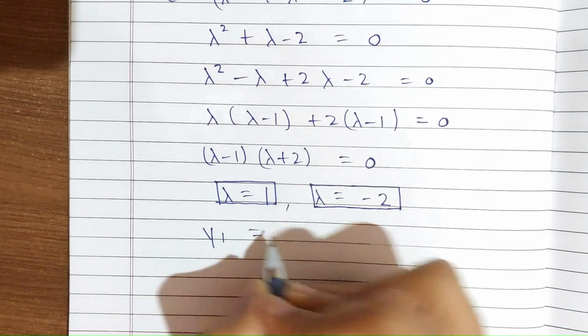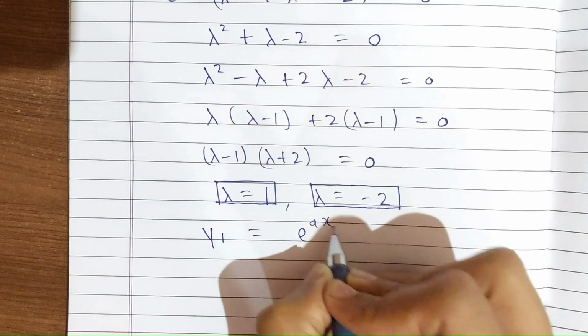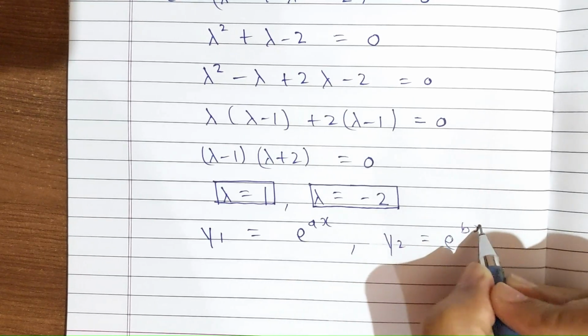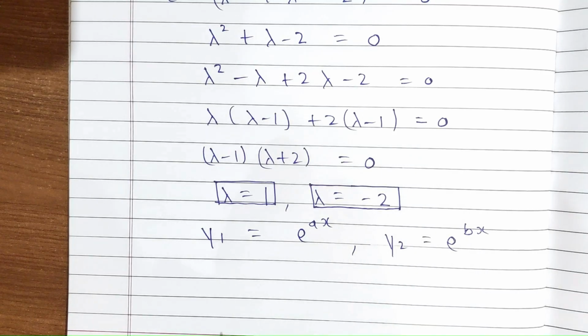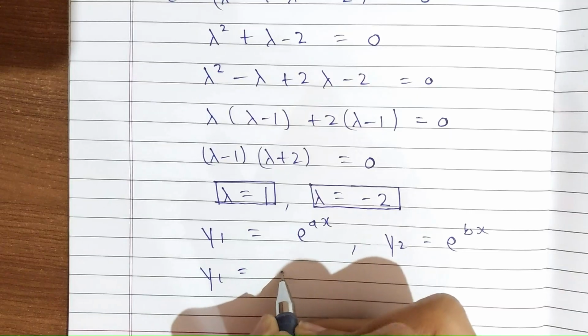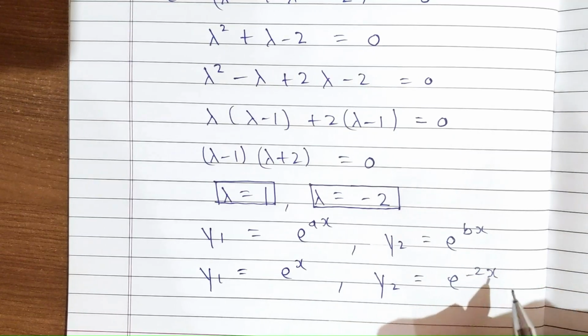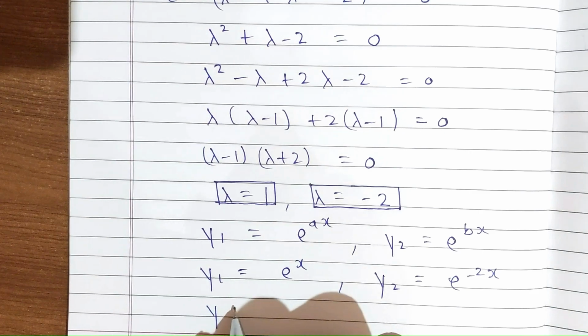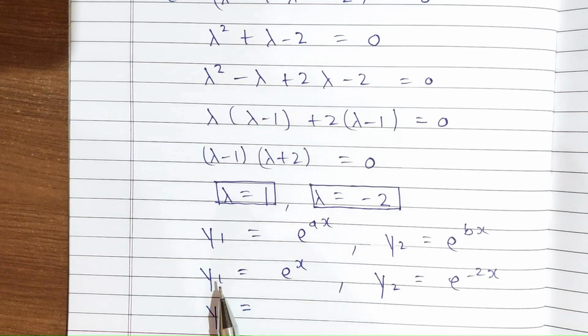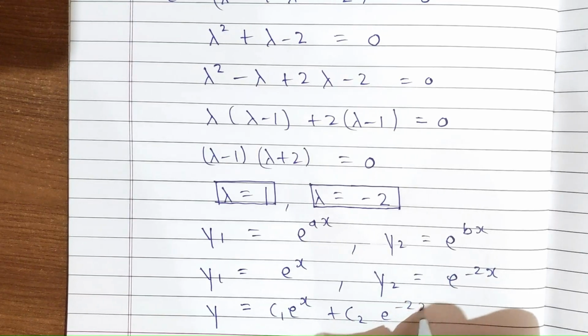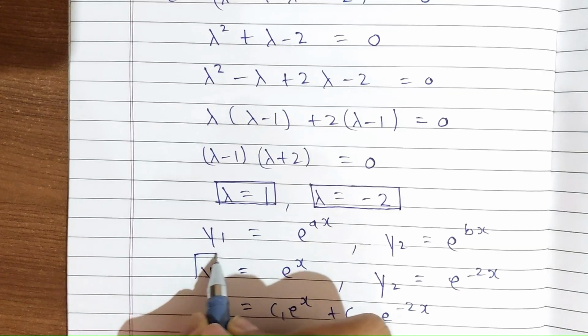We know y1 equals to e to power ax is the one solution and y2 equals to e to power bx, second solution. Adding both y1 and y2, we will get third solution. These are our solutions.